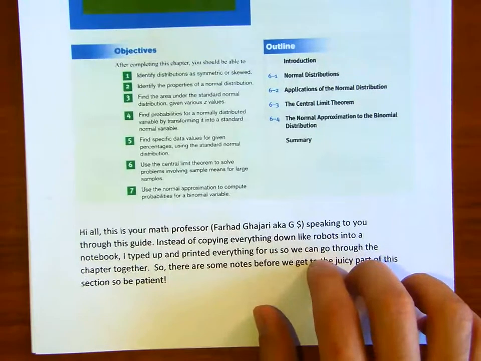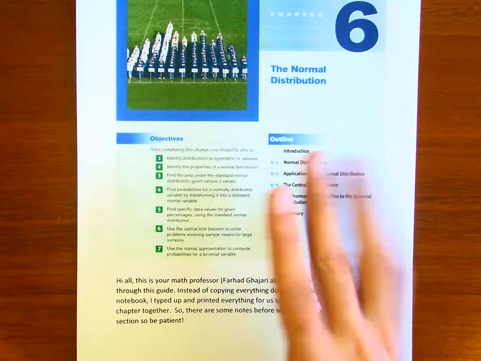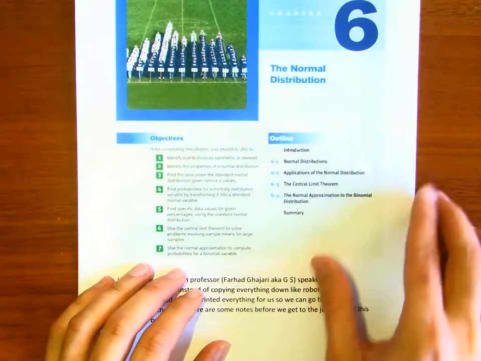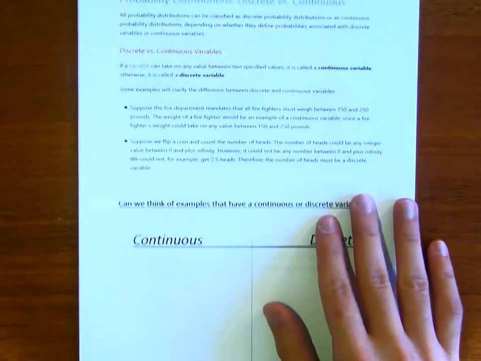Okay, so let's just go through this guide. There are going to be a quick 3 to 4 minutes of notes, and then we can actually get to the lesson of a normal distribution. So let's look at the first section for the first page.